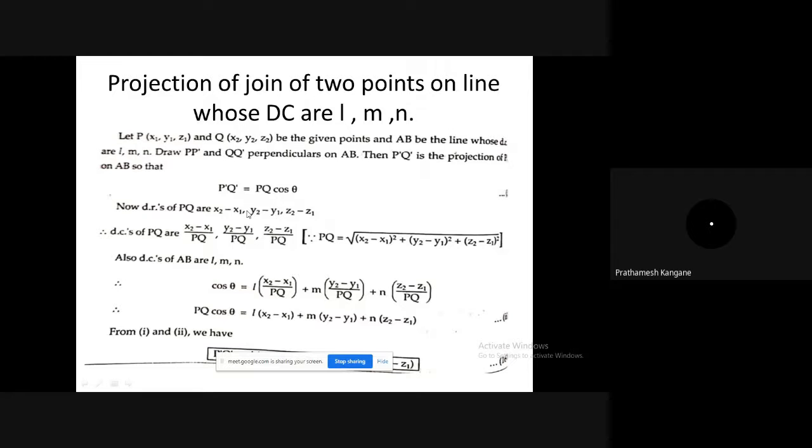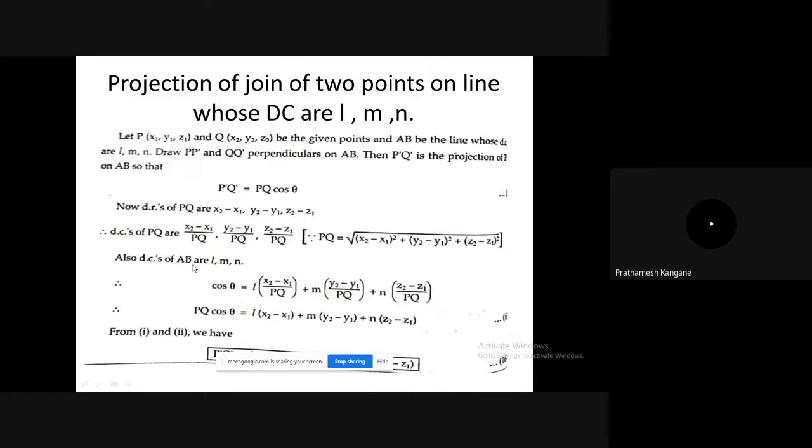Now the DR of the line PQ will be x2 minus x1, y2 minus y1, and z2 minus z1, and the DC of PQ will be x2 minus x1 upon mod of PQ, where mod PQ is under root of x2 minus x1 whole square plus y2 minus y1 whole square plus z2 minus z1 whole square. So the DC of PQ are x2 minus x1 upon magnitude of PQ, y2 minus y1 upon magnitude of PQ, and z2 minus z1 upon magnitude of PQ.